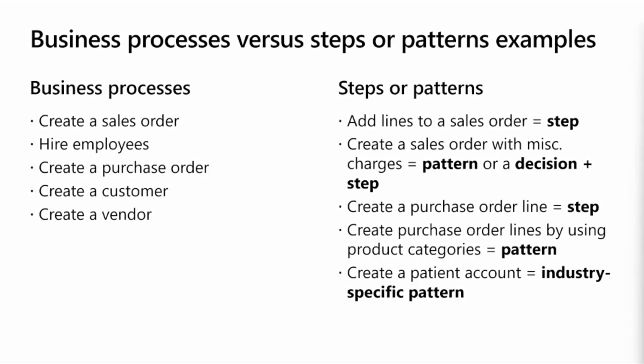Another example that I want to discuss is the example of creating purchase order lines by using product categories. So that's an example of a pattern. And there's a specific use case or situation where you would use a product category rather than an item on the line of a purchase order. Another example that would be a pattern is our last example here, which is creating a patient account. This is an example of a specific industry pattern that would be used in the healthcare industry.